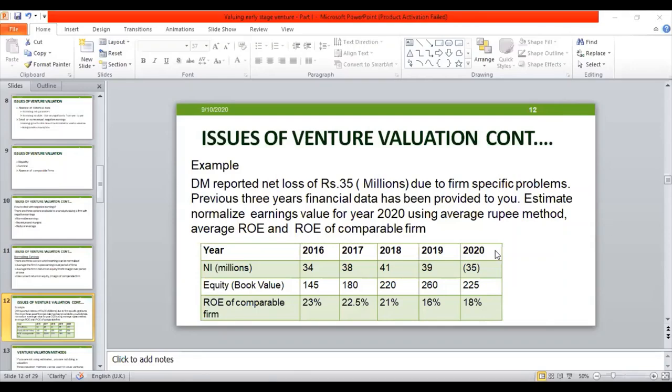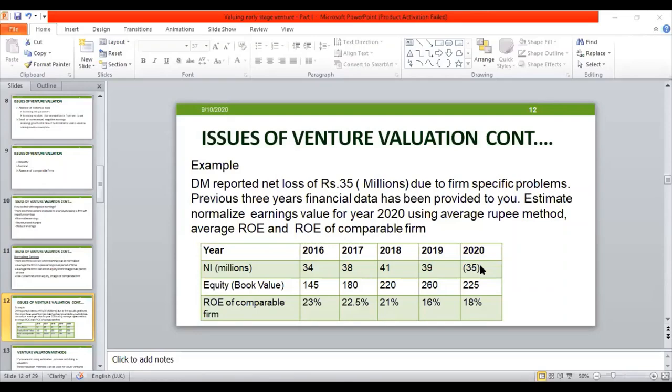So instead of this negative 35, we would replace it with positive 38. That means this 38 million is the net income that this company would generate for year 2020 if it would operate in normal condition. Right? So we would replace this with 38.